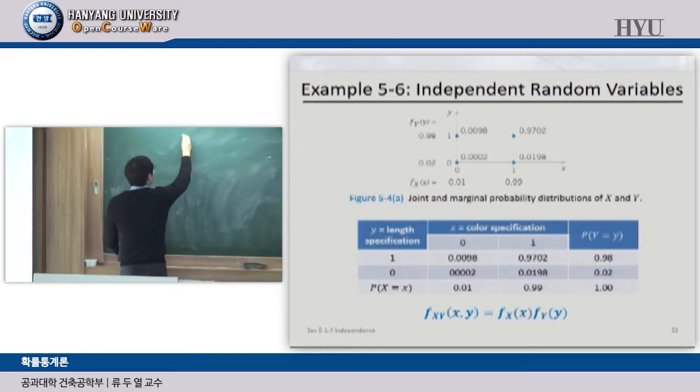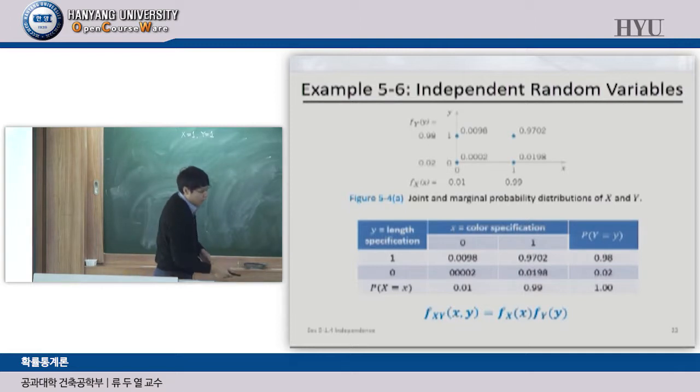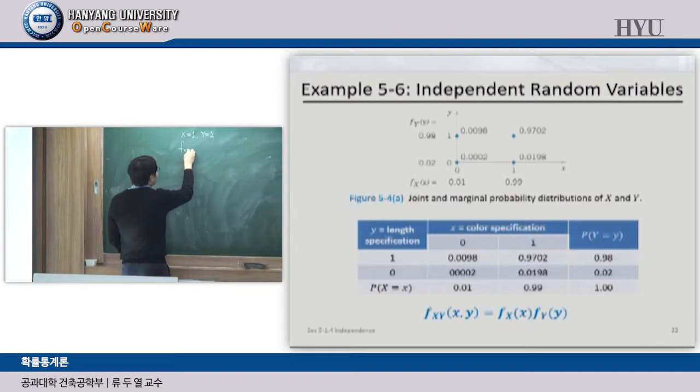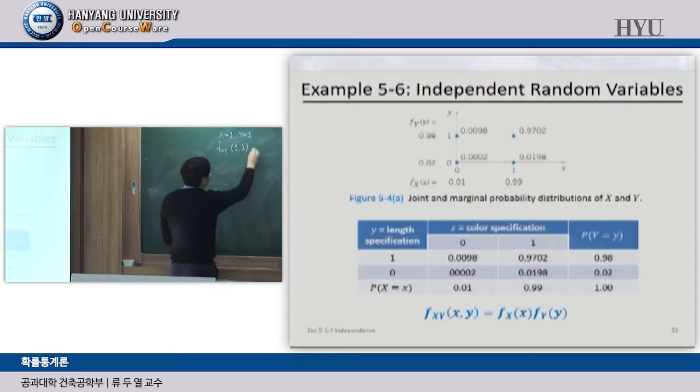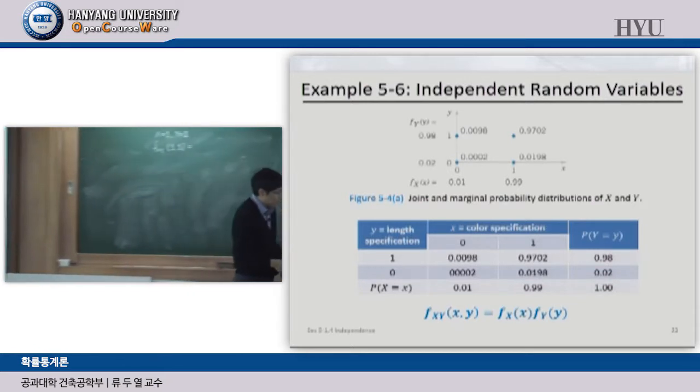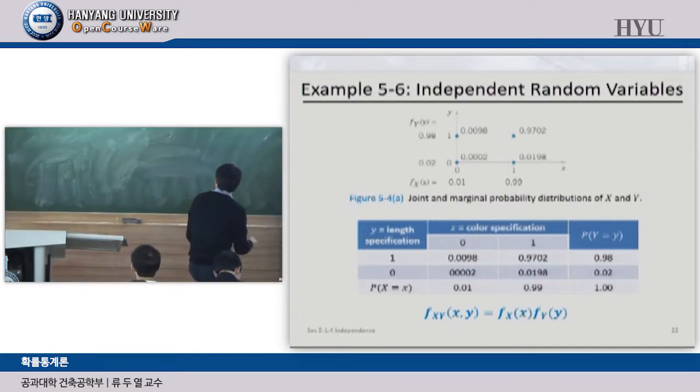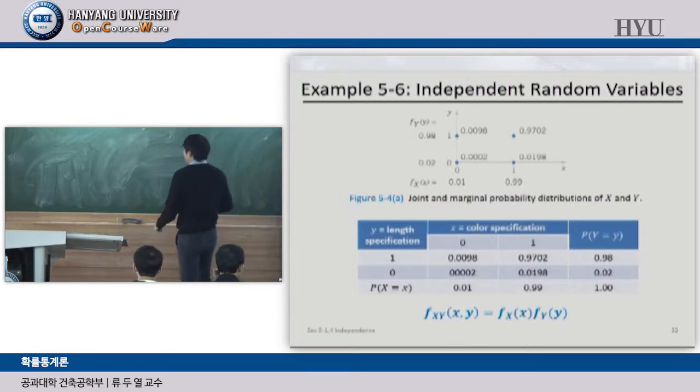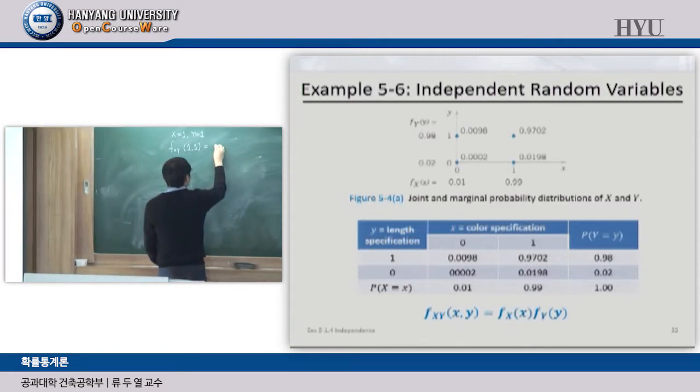And if we say x is equal to 1 and y is equal to 1, in that case, we are going to calculate the joint probability mass function first. That is f_XY(1,1). And what is this? Based on this table, the joint probability mass function of x and y when x is equal to 1 and y is equal to 1 is 0.9702. So this can be simply calculated as 0.9702.